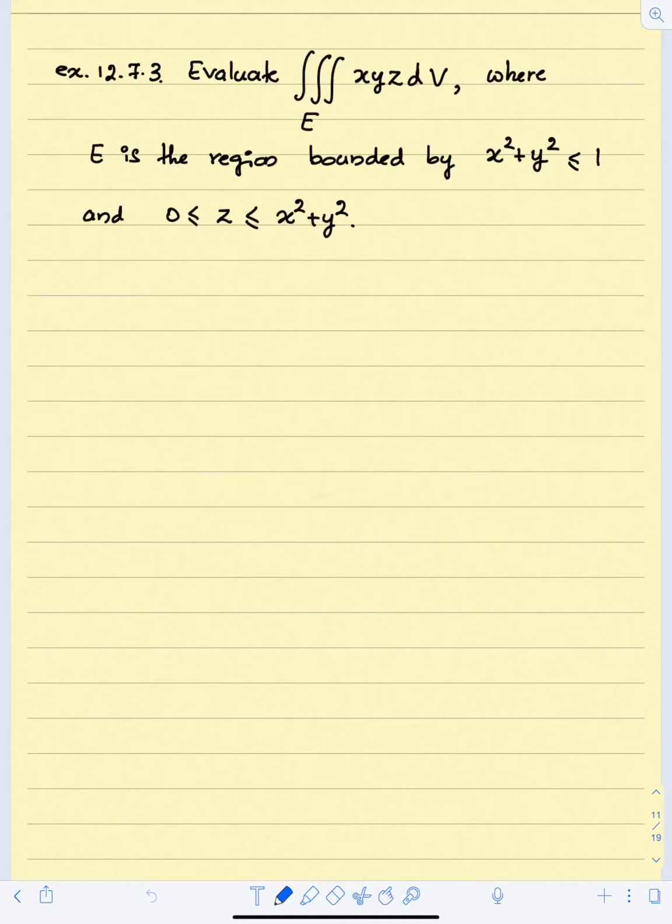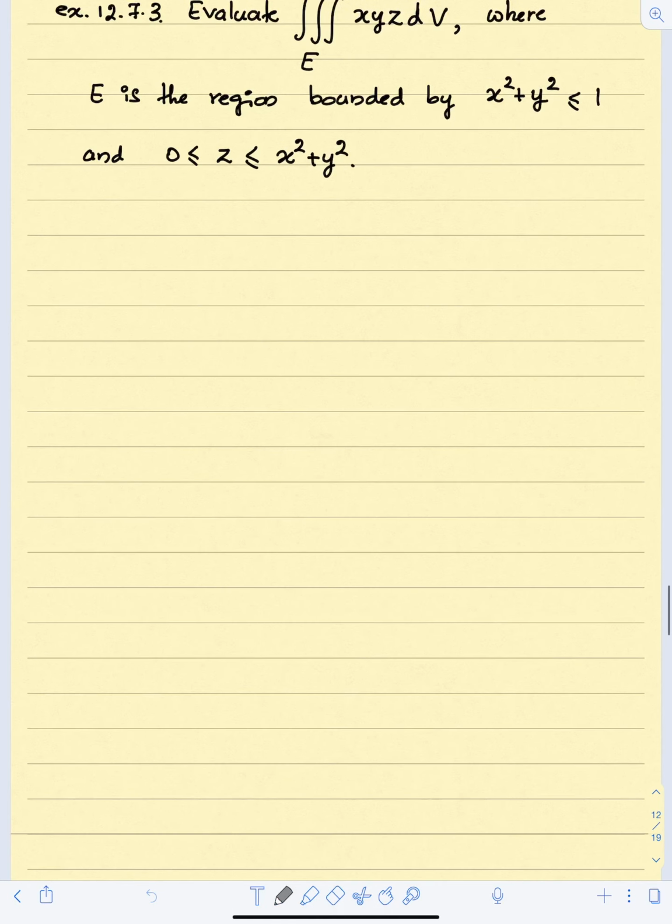Let's try one more example from cylindrical coordinate system. Now in this example, we want to evaluate the triple integral of xyz. This is your function f, xyz dV, where E is the region bounded by this cylinder and the paraboloid and the xy plane.